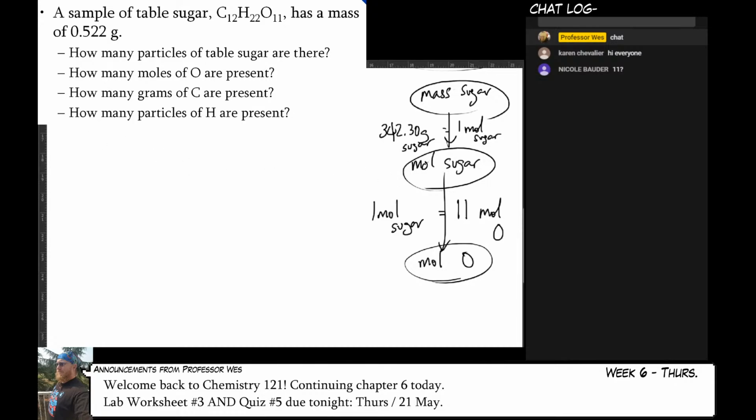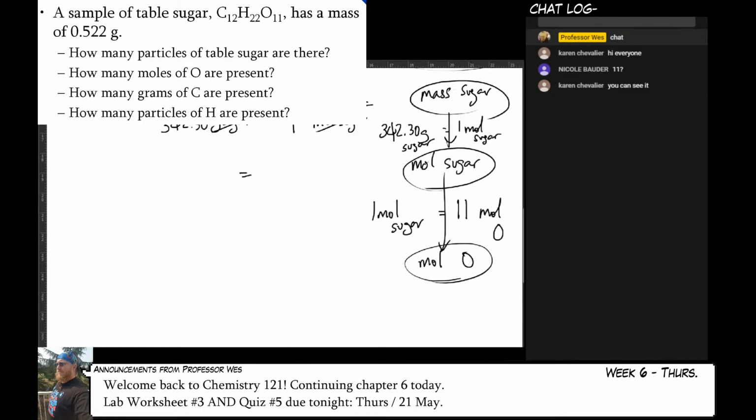Now that we have all those relationships, let's write out the problem again. And the first part is going to be the same every time, because we're always going to turn grams into moles. And now that we get to this point, we'll turn moles of sugar into moles of oxygen. And this number is still the same, because it's still sugar that we're using, 342.30 grams per mole. And then in 1 mole of sugar, there are 11 moles of oxygen.